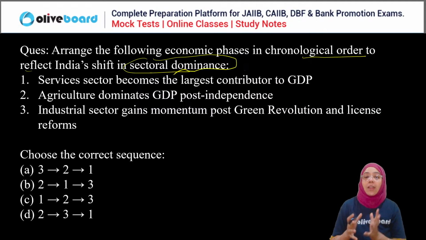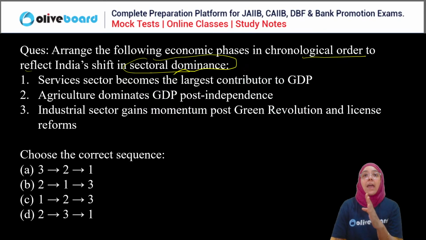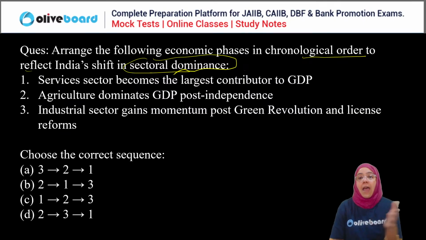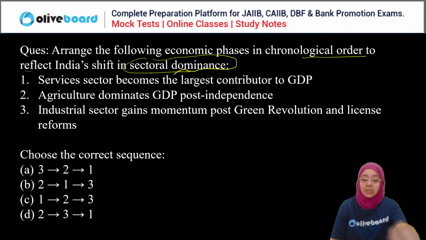First of all, when we are talking about the chronological order, what comes first? First, our agriculture sector was dominating. Agriculture sector had the most contribution to the GDP in the early days. Then the shift happens, the green revolution hits. After the green revolution, industrial sectors start gaining momentum because of the licensing reform, LPG, that has been introduced. So it was the second, and lastly the service sector becomes the largest contributor to the GDP.